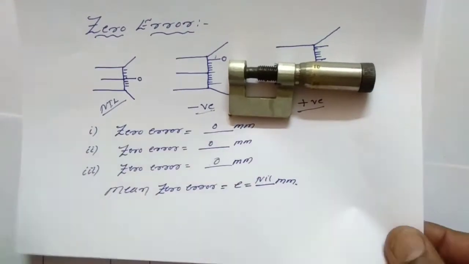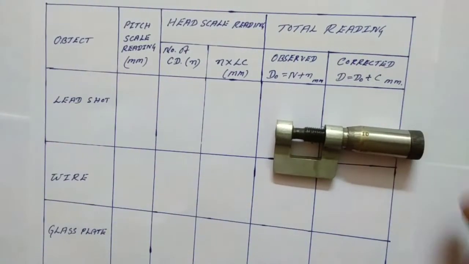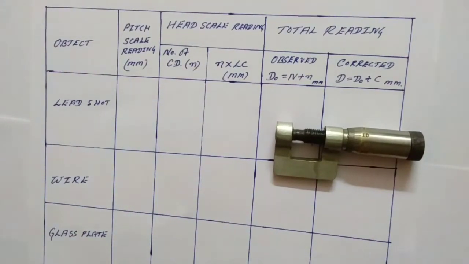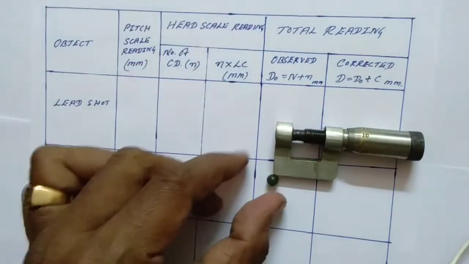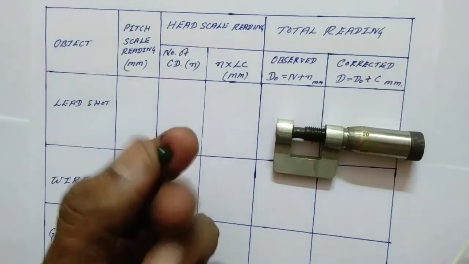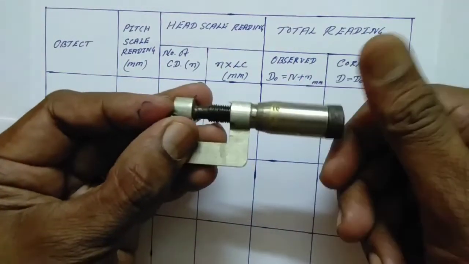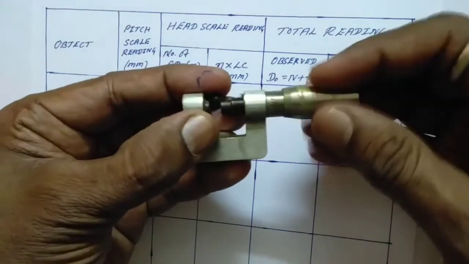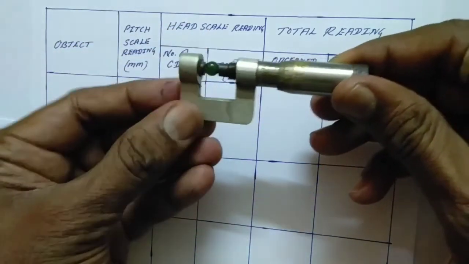Okay. Now let us pass on to how to calculate the diameter of the lead shots. Where is the lead shot? So here we have one lead shot. Please see, this is the lead shot. I want to find out the diameter of this lead shot. Just take the screw gauge, open it like this, then keep the lead shot in between the stud and also the screw. Then close it.